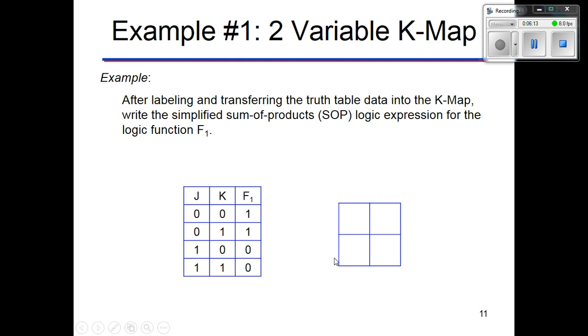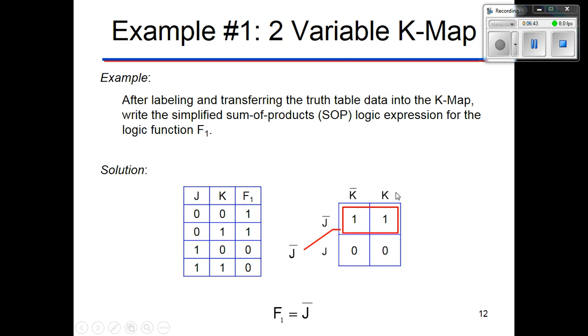And over here, I'm going to put J. So it's going to be not J, J. And on the other side, I'm going to put K, not K, and K. So you can see that it's already mapped out, right? I have not J, not K equals 1. So this one goes into this square. And this minterm, not J and K, goes into this square. So that's a group of 2.